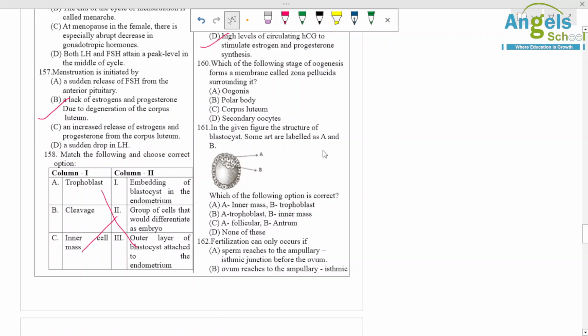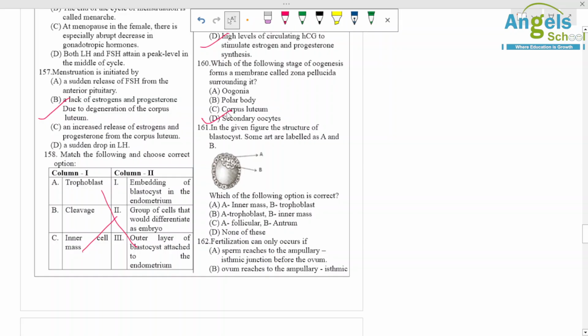Question number 160. Which of the following stage of oogenesis forms a membrane called zona pellucida surrounding it? Oogonia, polar body, corpus luteum, and secondary oocyte. Of course, in secondary oocytes, zona pellucida is found.